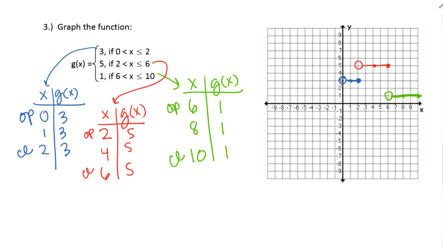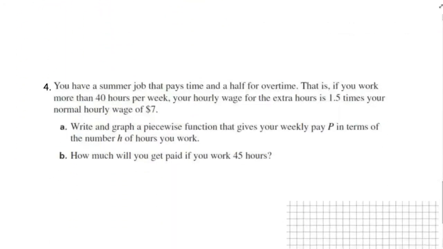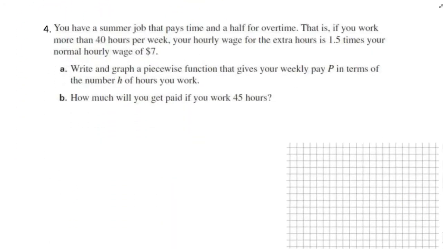Okay. So let's move down to this last one here. This one seems like it could be a little bit tougher. Let's tackle this applied problem. You have a summer job that pays time and a half for overtime. That is, if you work more than 40 hours a week, your hourly wage for extra hours is 1.5 times your normal hourly wage of $7. Write and graph a piecewise function that gives your weekly pay, that's important, P in terms of the number H, which are the hours you work per week. And then part B is how much will you get paid if you work 45 hours.